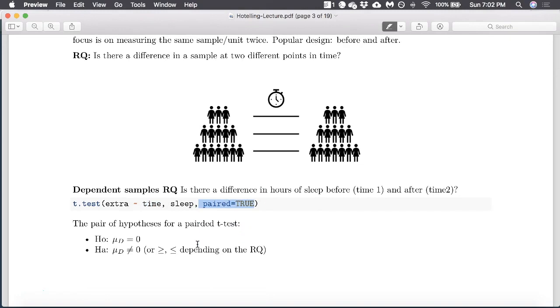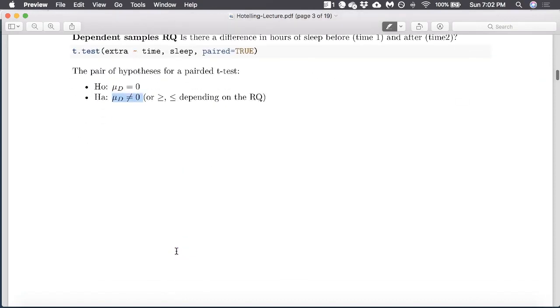Here I have the paired hypotheses. The null would be the difference is equal to 0. That means that there's no difference between the groups at the 2 time points that you measure them. And then here that there is a difference. Either you don't know the direction and you're testing for a difference, or greater or less than. It depends on the research question.